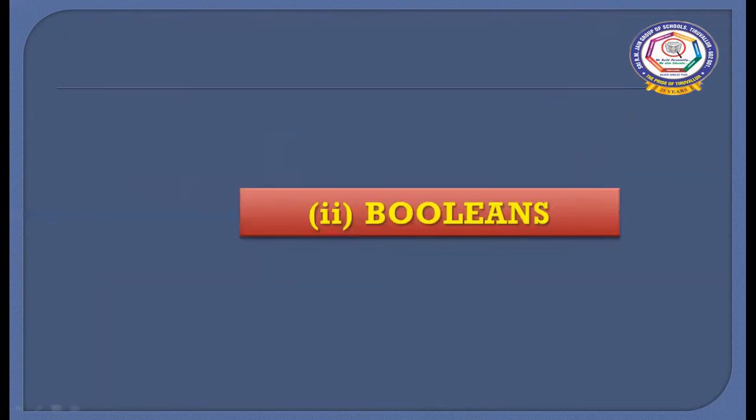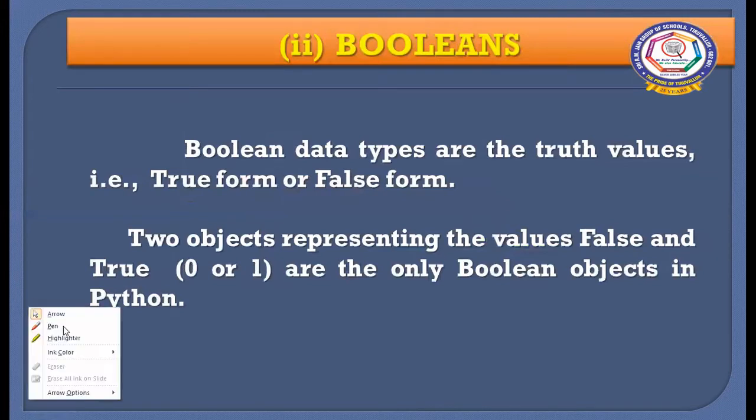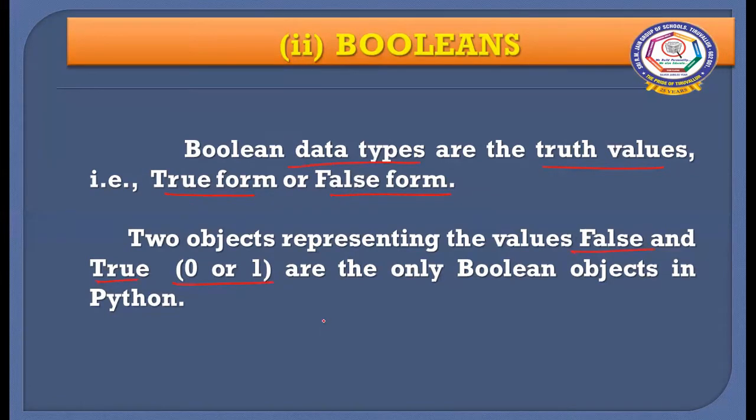Next one is Boolean. Boolean values are truth values, which may be a true value or a false value. Two objects represent the values false and true. They can be represented as 0 and 1. False is represented as 0. True is represented as 1. They are the only Boolean objects in Python. No other object is represented for Boolean values.